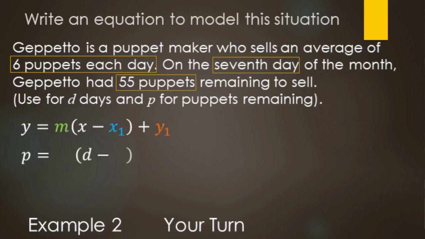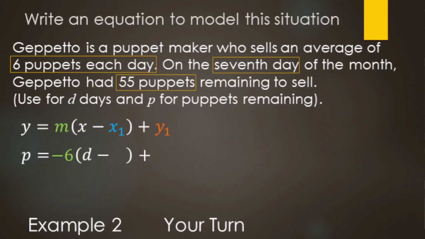So in this one here, we are going to use D for days and P for the number of puppets remaining. So P is going to be the dependent variable because the number of puppets depends on how many days he has been selling. So in this case here we go. M is the slope or the rate. So in this case here, he is selling puppets. So he's getting rid of 6 puppets per day. So that's going to be a -6. This tends to be a little on the tricky side. Got to make sure you know what we're looking at here. Number of puppets remaining is going down by 6 every day.